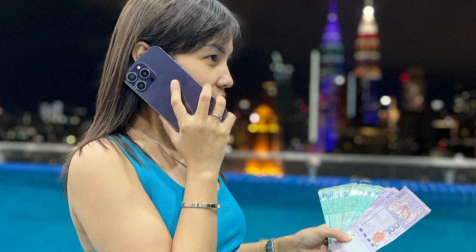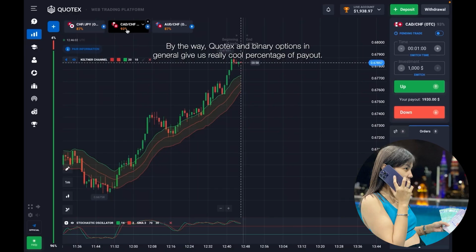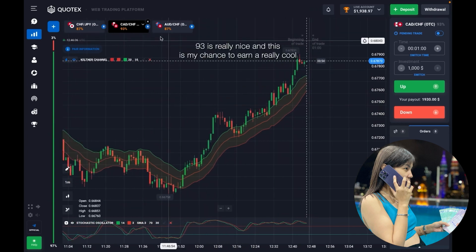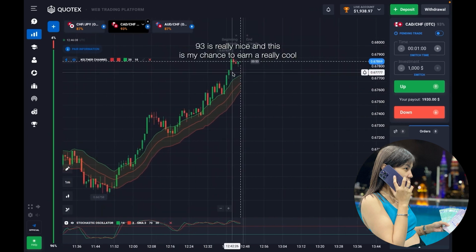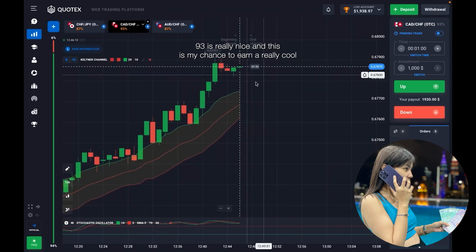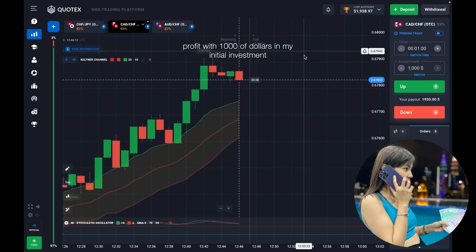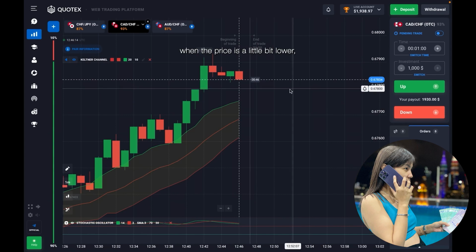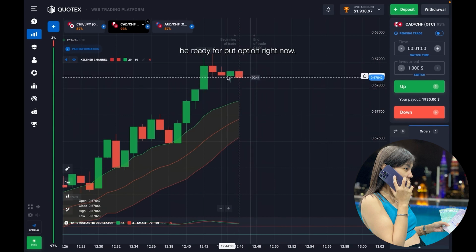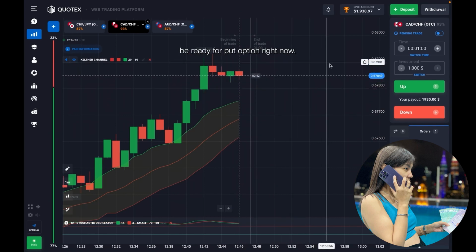By the way, Quotex binary options in general give us a really cool percentage of payout. 93 is really nice, and this is my chance to earn a really cool profit with thousands of dollars in my initial investment when the price is a little bit lower. So be ready for put option right now.